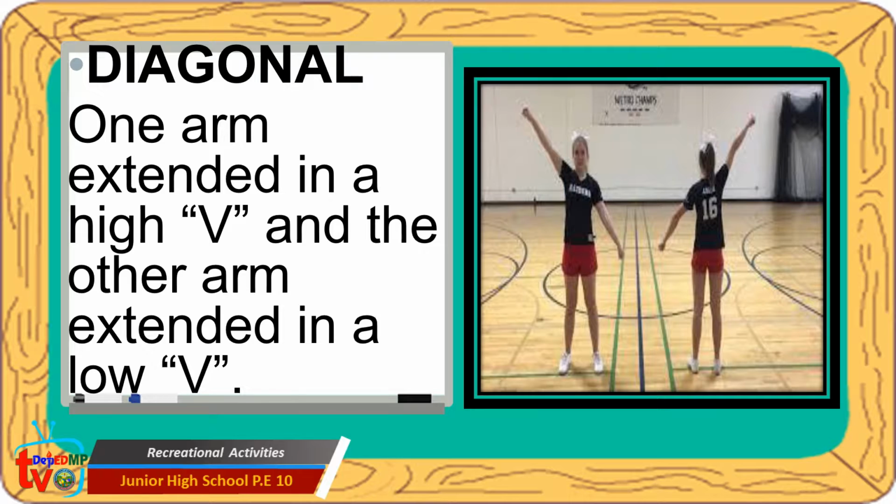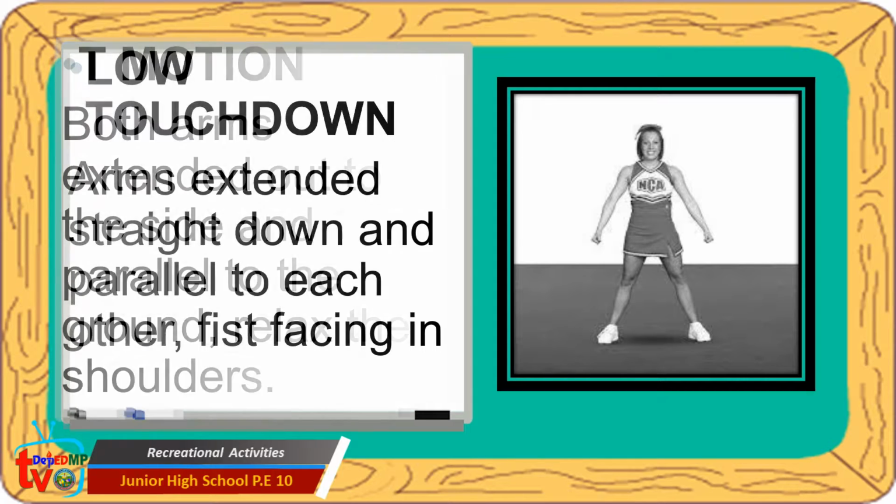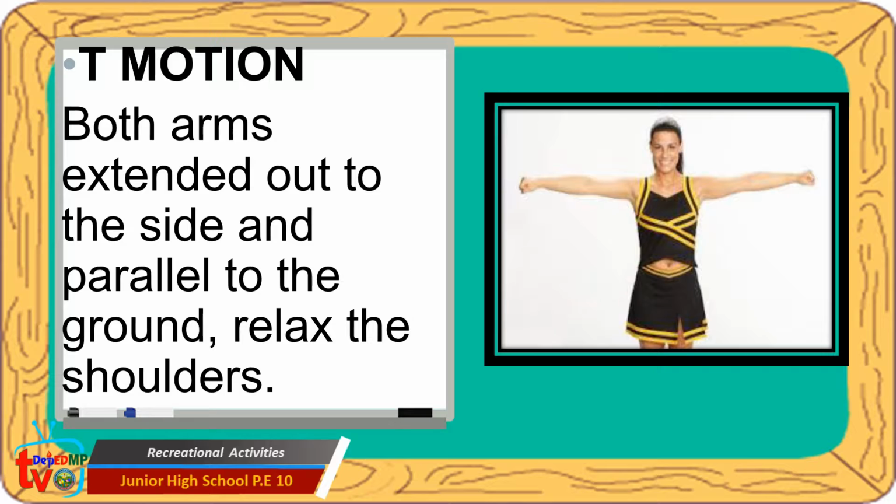Low touchdown: arms extended straight down and parallel to each other, fist facing in. T motion. Both arms extended out to the side and parallel to the ground. Relax the shoulders.